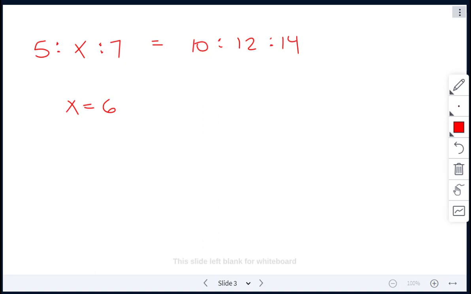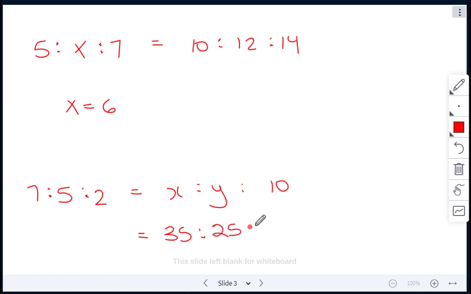All right, so that one was a simple one to find. Let's try one more. Okay, so last one here. So we have 7 to 5 to 2. It's equal to x to y to 10. So how did we get from 2 to 10? We multiplied by 5. So therefore, 7 times 5 is 35. And then 5 times 5 is 25. And then we would have 10. So 7 to 5 to 2 is equal to 35 to 25 to 10. Now, this is where we will stop.